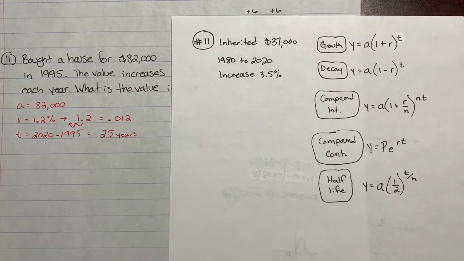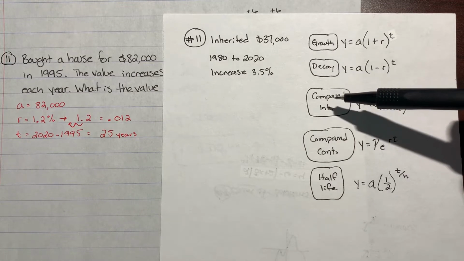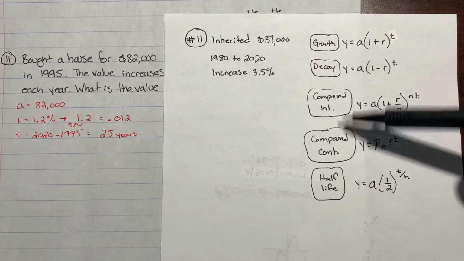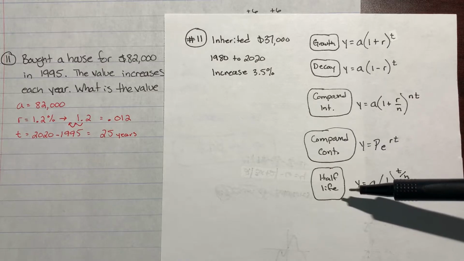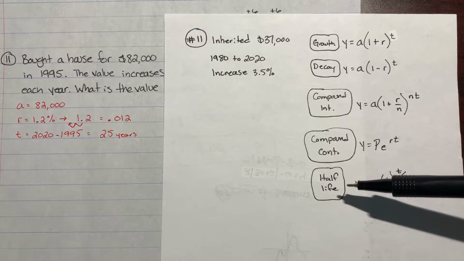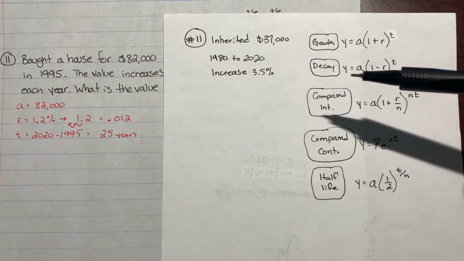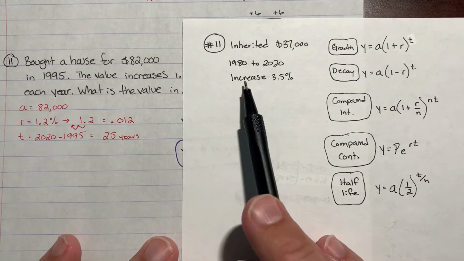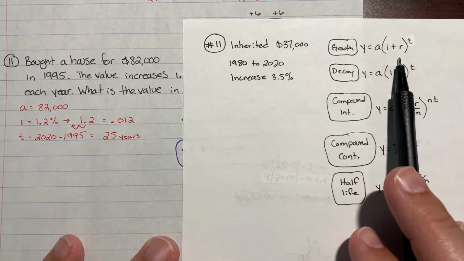Now here's all the different examples of exponential problems. You've got exponential growth, decay, compounded interest, compounded continuously, and half-life. If it's one of these two, you'll actually see the word compound in the problem. If it's a half-life, you'll actually see the word half-life in the problem. But growth and decay, you'll see words like increase, decrease, appreciate, depreciate, things like that. The problem you have is increase, so it's a growth problem. That means you're using the 1 plus the rate.